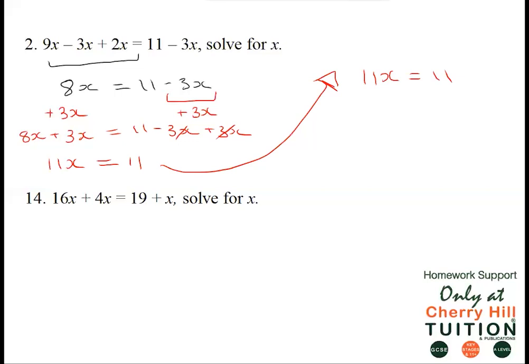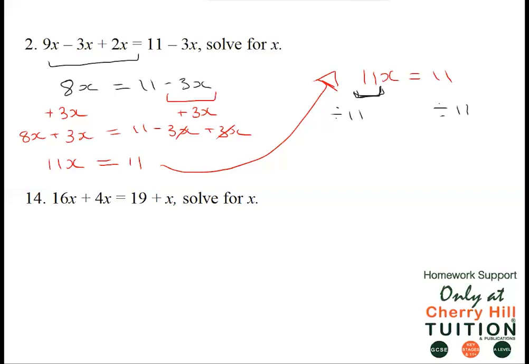Now, we are solving for x, which means we need to make sure that the x is on its own. So currently, what is stopping the x from being on its own? Hopefully you will agree that this 11 is stopping the x from being on its own. This 11 is currently being multiplied by the x. So in order to eliminate this, we need to do the opposite, which is divide by 11. And we do this on both sides of the equation.